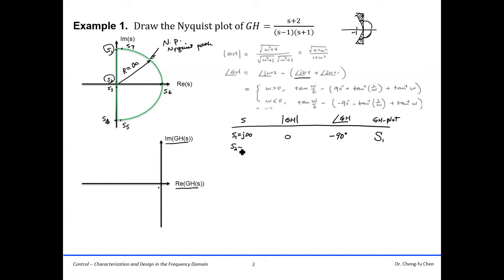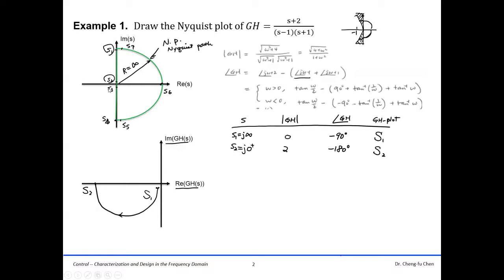S2 will be equal to j and a small positive number. Plug in omega equal to 0, that is equal to 2. And plugging in omega positive and 0, this is minus 180. So the magnitude is 2, and the phase angle is minus 180, so that is S2 here. The transition from S1 to S2 basically has a similar trend like this. So this point is S1.